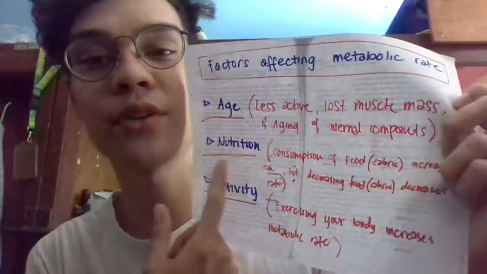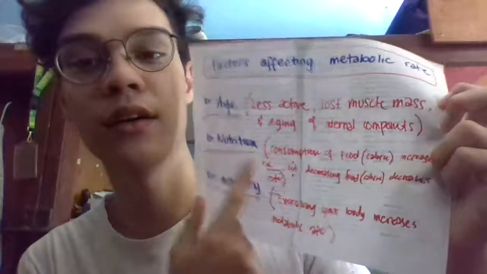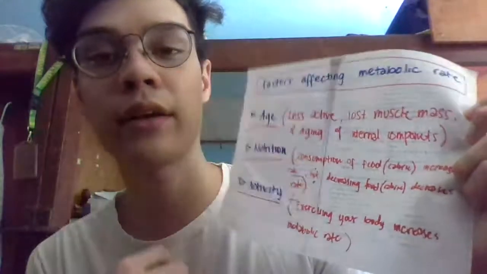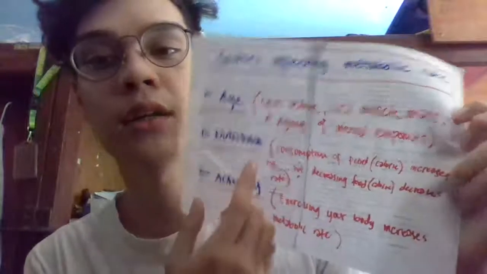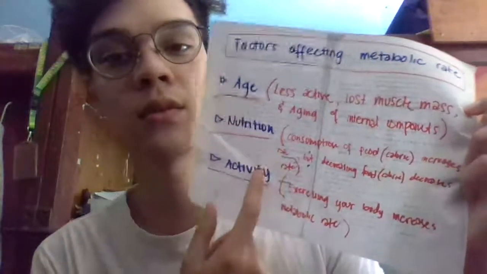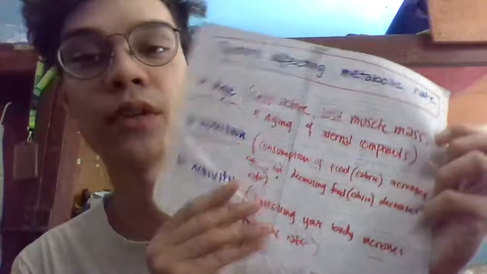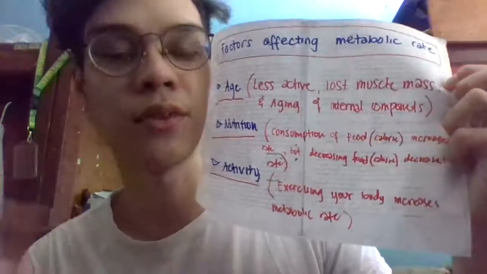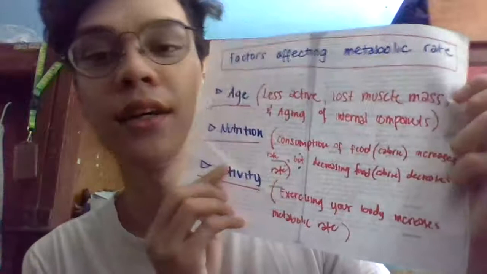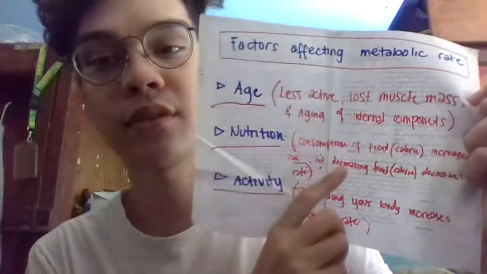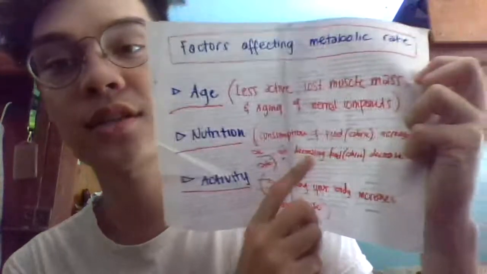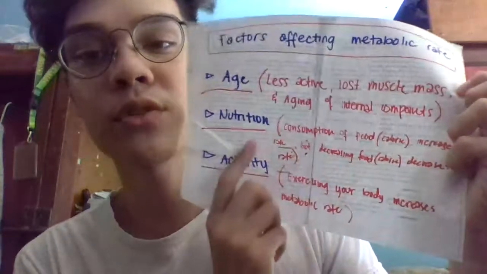So, for nutrition, when more calories come into the body, the metabolism increases to compensate for the increase in calories inside the body. And for the decrease, if the caloric intake is decreased, there will also be a decrease in metabolic rate.